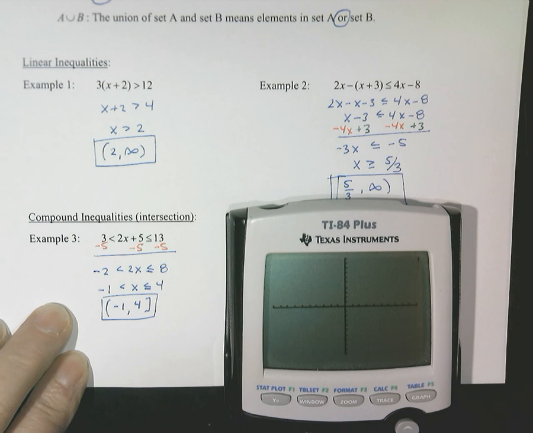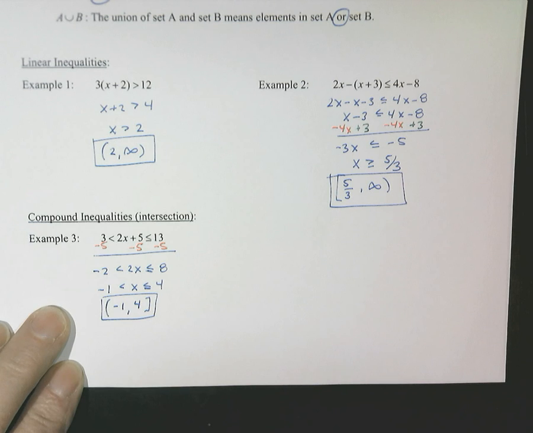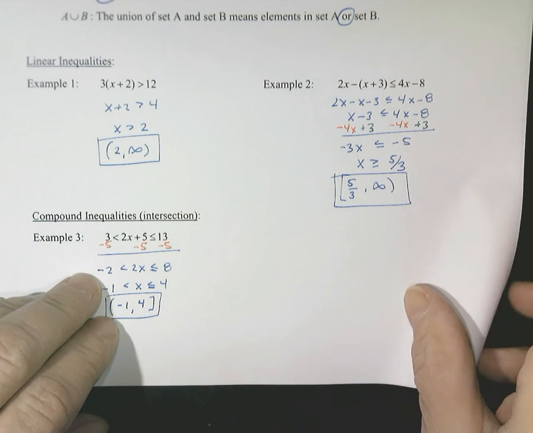And then when I go to my graph, it's shaded between the negative 1, so it goes from negative 1 to 4. It's a great way if you're doing a standardized test and you have a calculator and you want to check your work. That's one great way to do it.